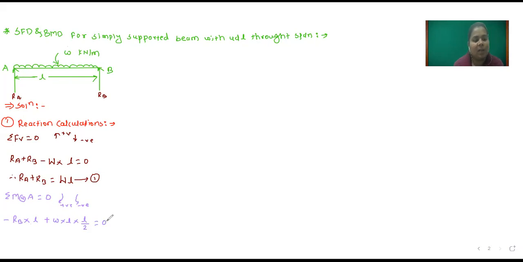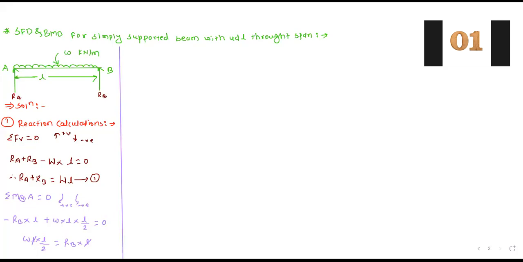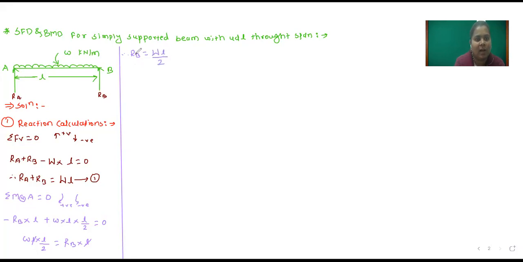So now we will shift this RB into L to the right side. So WL into L by 2 is equal to RB into L. This L and this L get cancelled. So what is remaining? RB is equal to WL by 2. Therefore RB is equal to WL divided by 2. So this is the value of RB.